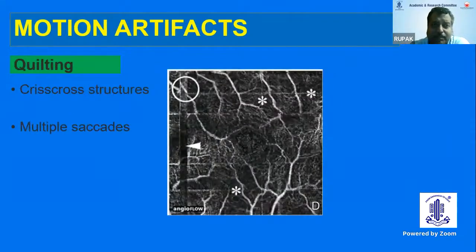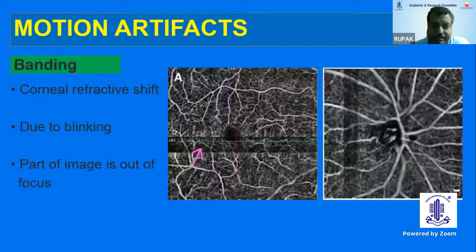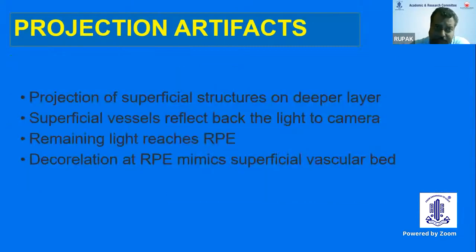Quilting is another type of motion artifact where you get crisscross structures due to multiple saccades. Another type of motion artifact that can be seen is the banding, which can be due to the corneal refractive shift due to blinking, and part of the image goes out of focus.